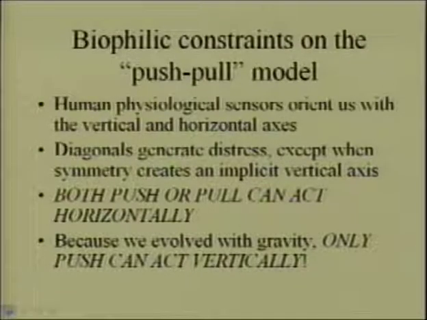We know exactly where the horizontal is, and we can get terribly disoriented if we are in an environment that has diagonals. So diagonals create distress because they seem to defy gravity, and the exceptions in architecture occur when the symmetry creates an implicit vertical axis. I'm not going to talk about the implicit axes now. I will do that in another lecture.